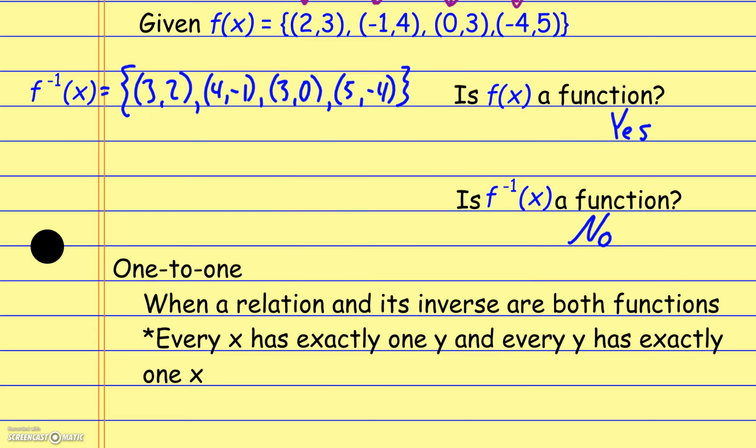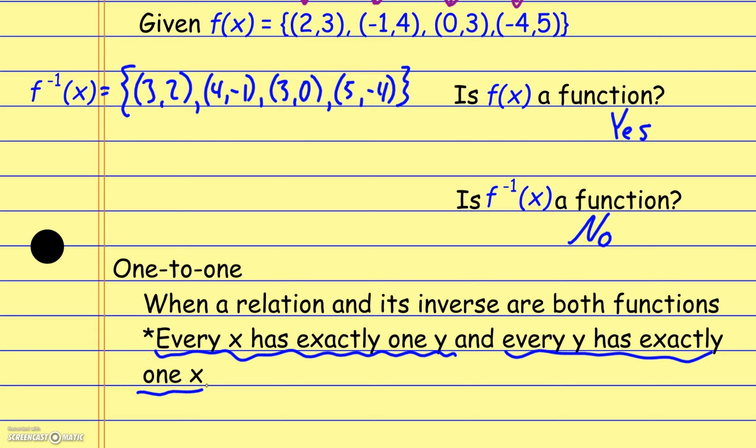Oh, sorry about that. Essentially this is saying the same thing. What it's saying is every x has exactly one y. That's the definition of something being a function. And then every y having exactly one x, that's essentially the inverse being a function, because when we switch them, those y's become our x values, all right?